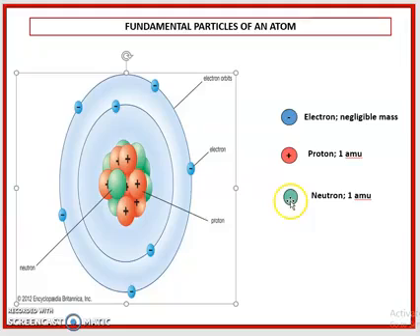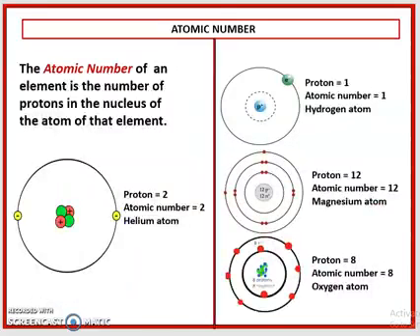Then if you look at the third item there, the third particle is the neutron. And if you look at the neutron, it has no charge and it has the mass of 1. Each neutron has the mass of 1. That means if you have 1 neutron, the mass is 1. If you have 2 neutrons, the mass of the neutrons is 2.